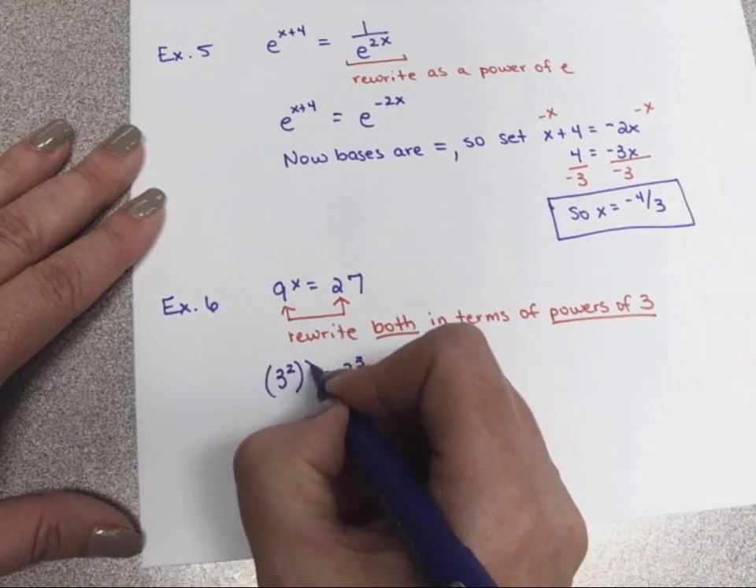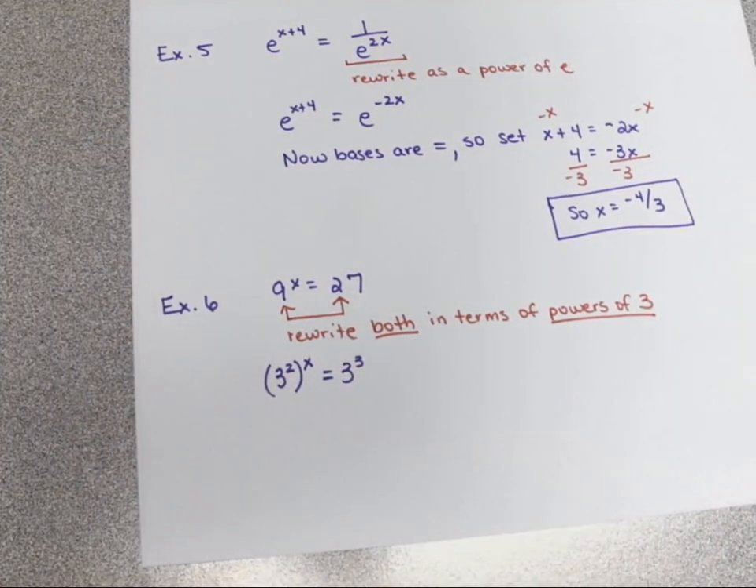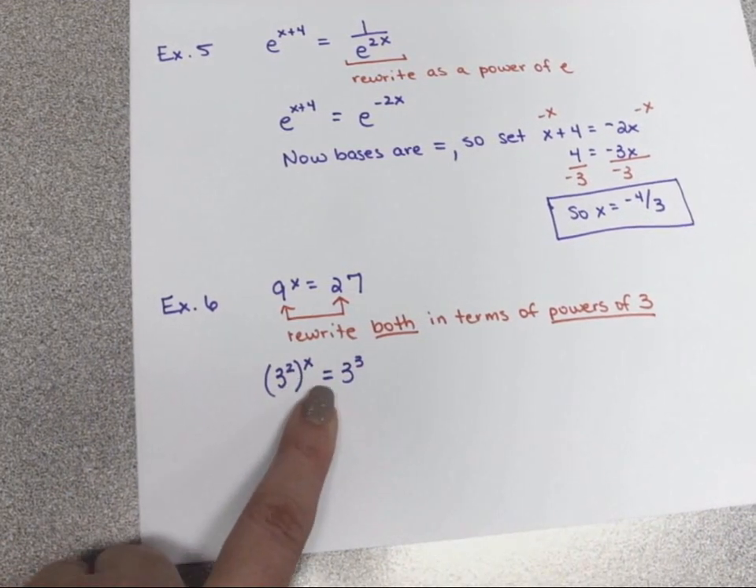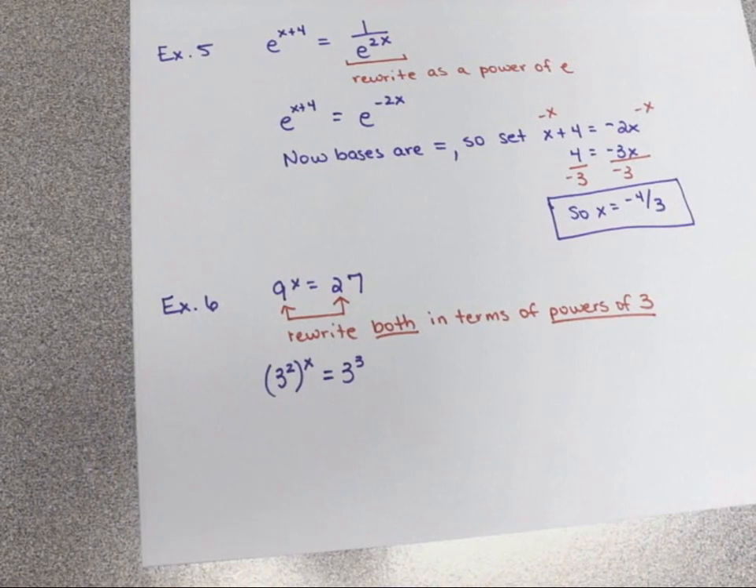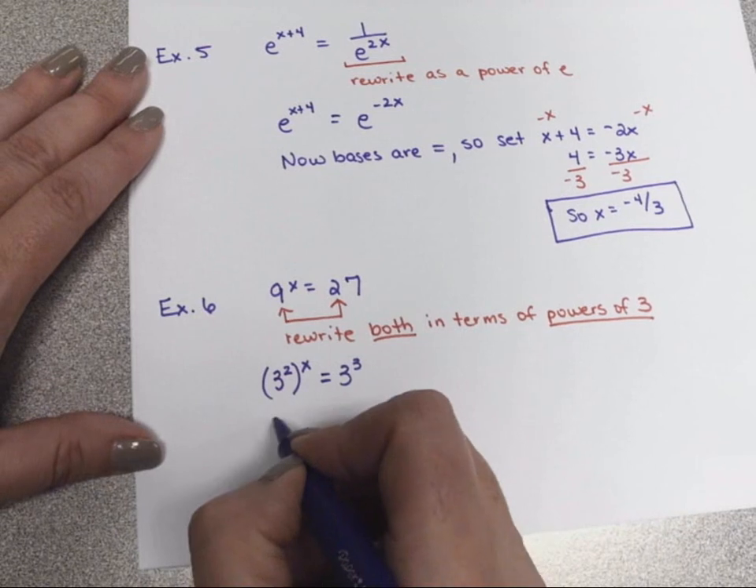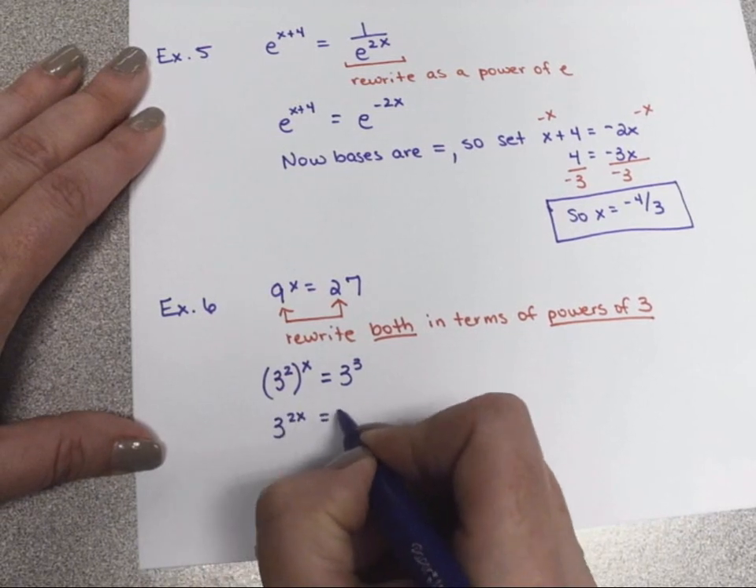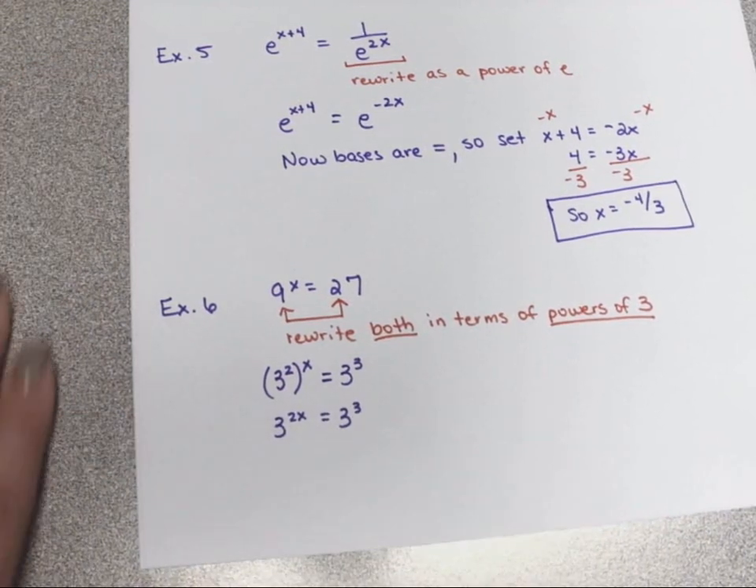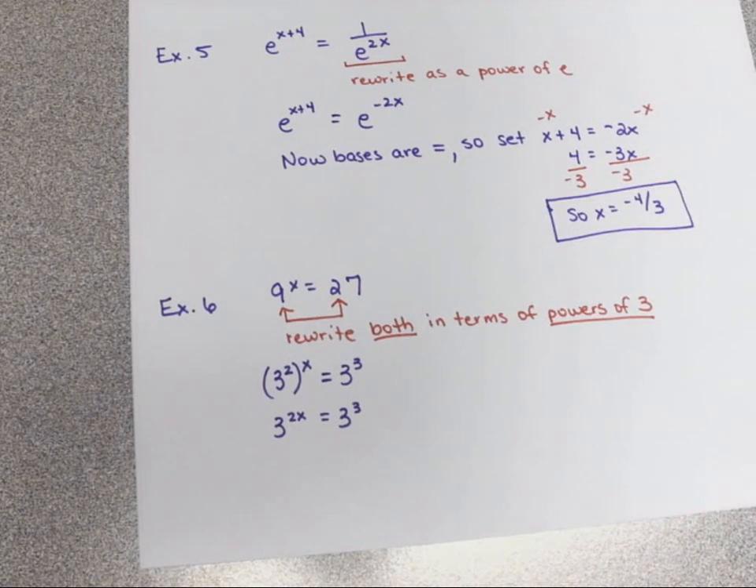2, right? But then you still have to raise it to that x power. But then this is just the power rule for exponents, right? Which just says we're allowed to raise a power to a second power if we multiply the exponents. So this is just 3 to the 2x power, and this is 3 cubed. Okay, so now we're ready to go.